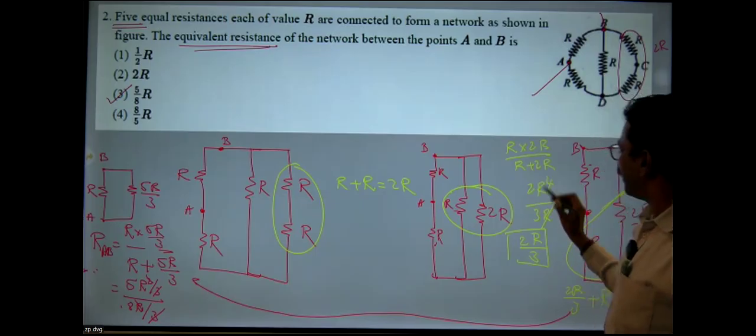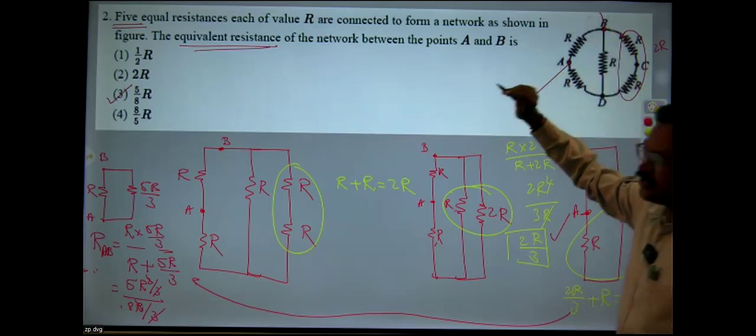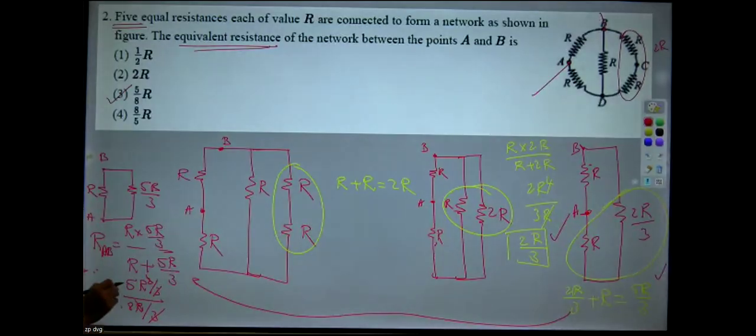2R and R in parallel combination, you will arrive at 2R by 3. This 2R by 3 and R are in series. 2R by 3 plus R will become 5R by 3. Okay, 5R by 3 and R are in parallel combination. 5R by 3 into R by 5R by 3 plus R, you will get 5R by 8. So 5R by 8 is our answer.